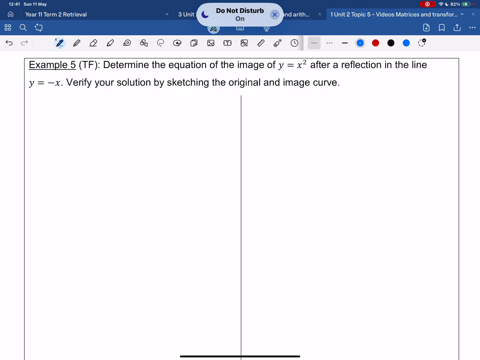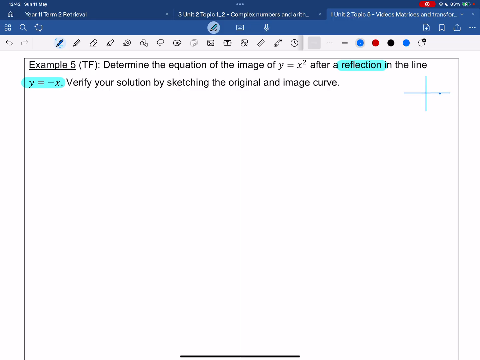All right, now we need to determine the equation of the image of y equals x squared after a reflection in the line y equals negative x. Okay, so now we're going to have a mediator line which is y equals negative x. So before we even start, let's just imagine what's going to happen.